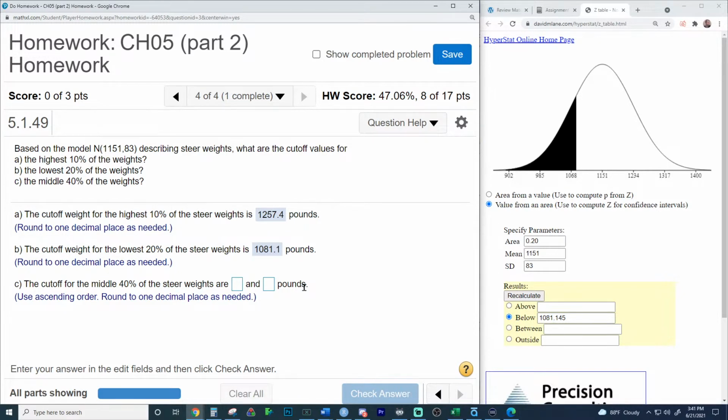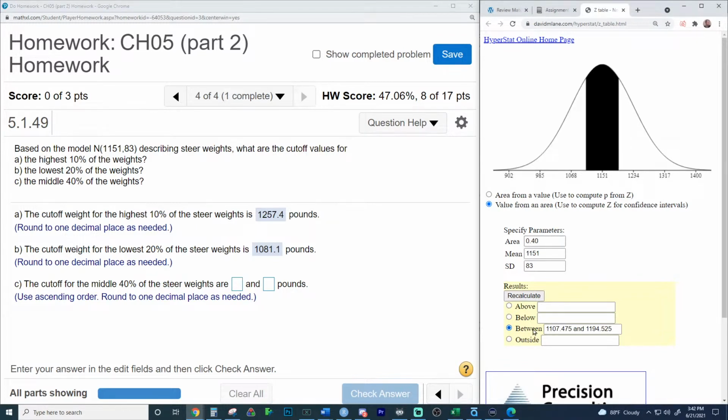Now we look at the middle 40% of weights. We could do the z-scores, or we could just go for the answer. There's the middle 40% right there. So steers between this and this are the middle 40%, which is where the bottom 30% is, and the top 30%. How do I know that? Because if 40% is on the inside, then 30% would be on the lower side, and 30% would be on the outer side. 30, 40, 30 is 100%.